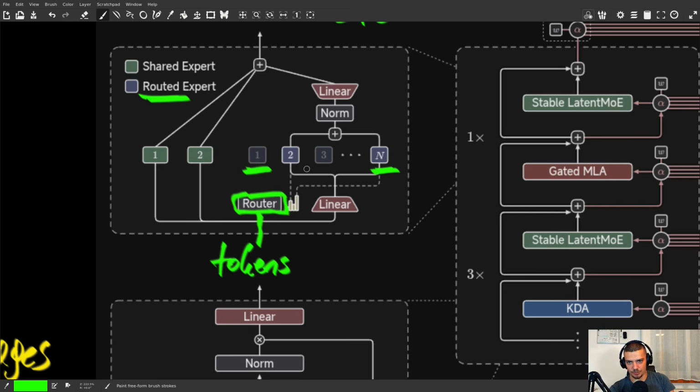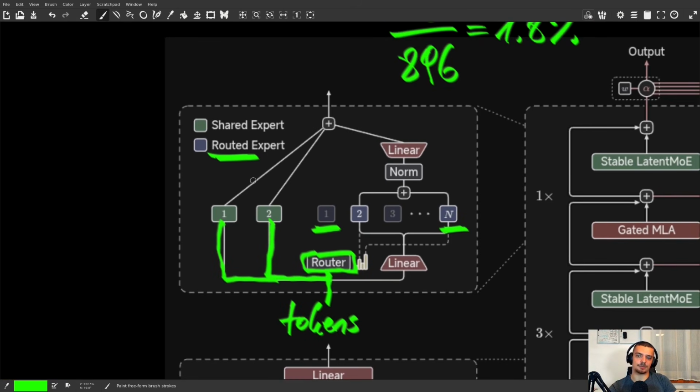The router decides which of these experts is going to be active: 2, n, 7, whatever. We choose 16 experts that are going to be active. And we also feed the tokens always into shared experts. Now, according to this graph here, it seems like there are always 2 shared experts. Maybe that's not the case. Maybe there are more. We need to wait for more details. But as it looks right now, we have 2 shared experts, which are always consulted.